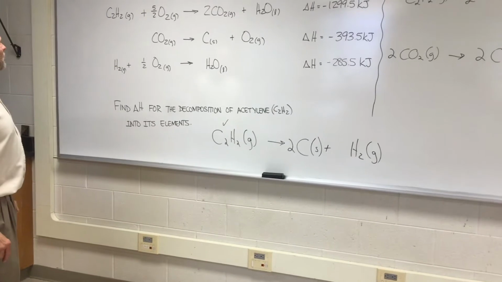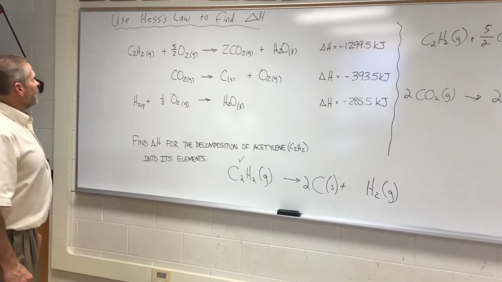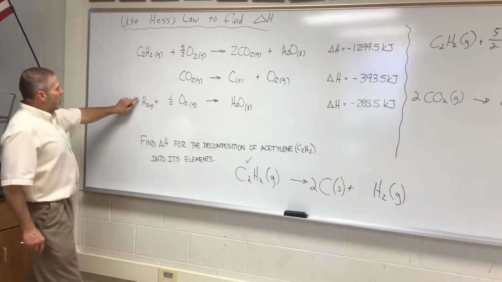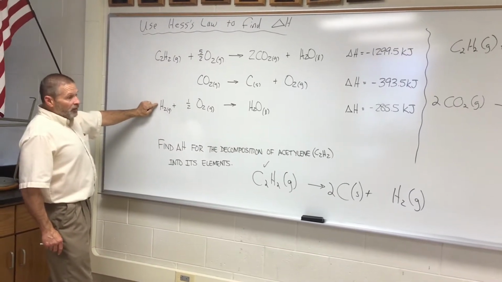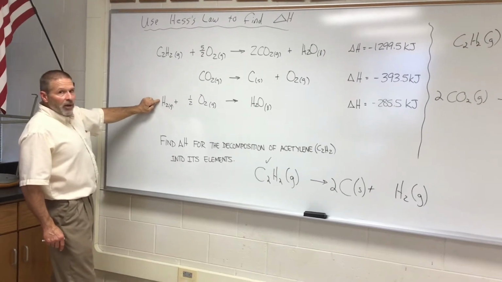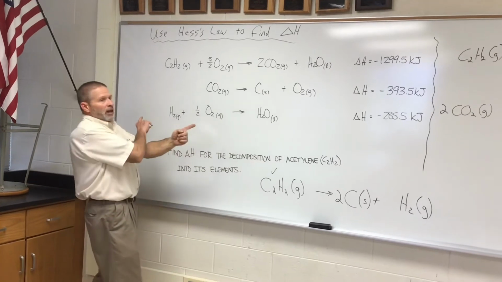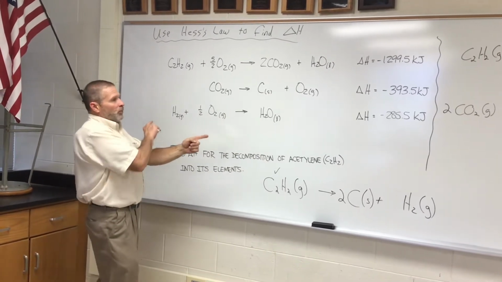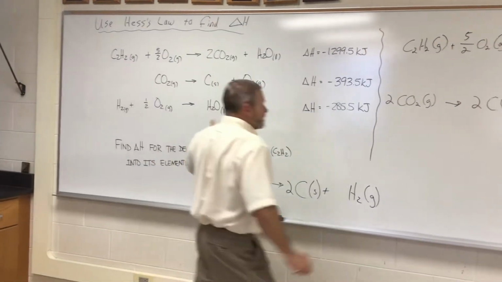We need hydrogen on the right with a 1 in front of it. And lo and behold, over here I find hydrogen with a 1 in front of it, but it's on the wrong side of the equation. So take a guess what we'll have to do. We're going to have to flip this equation end for end. And when we do that, we're going to have to change the sign on our delta H value. So let's flip it over.